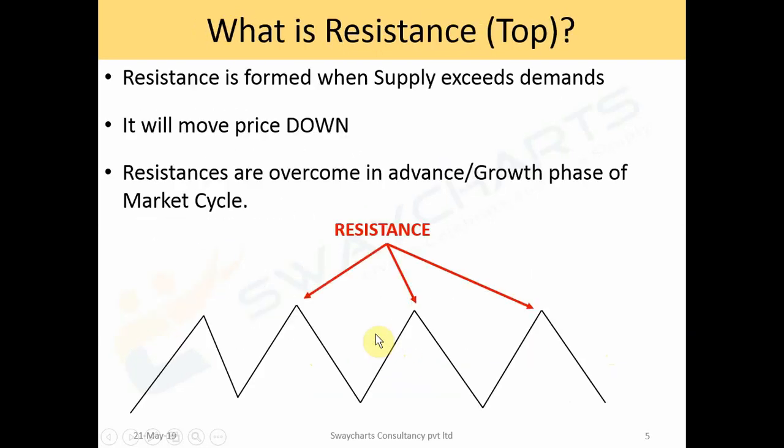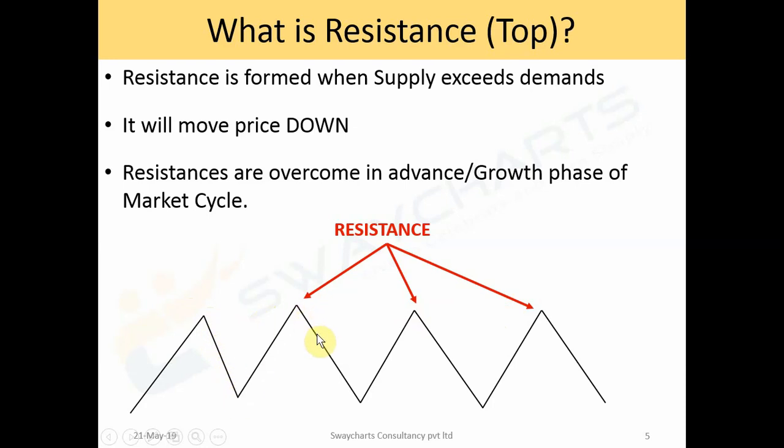Now let's see what resistance is. Resistance is nothing but the top or the supply zone. This is the place where the supply exceeds the demand, so that the price then falls down, right? So this is the level where we see that there is going to be resistance, and from that level we see that the price is moving down.